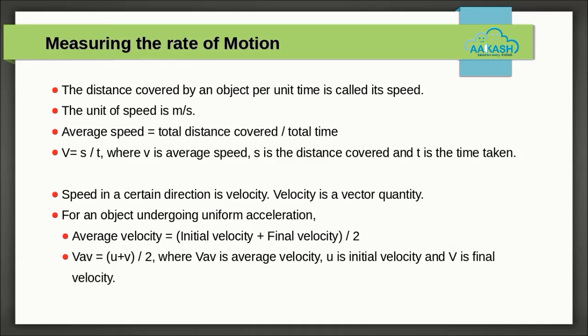Speed in a certain direction is called velocity. Velocity is a vector quantity. For an object undergoing uniform acceleration, average velocity is equal to initial velocity plus final velocity divided by 2. v_av is equal to (u plus v) by 2, where v_av is average velocity, u is the initial velocity and v is the final velocity.